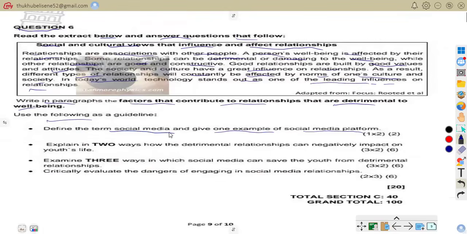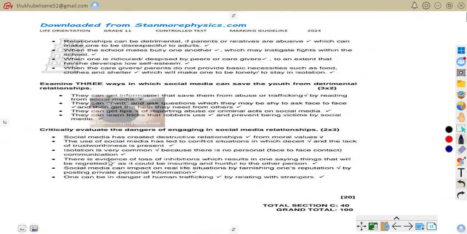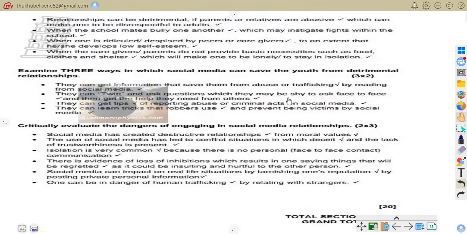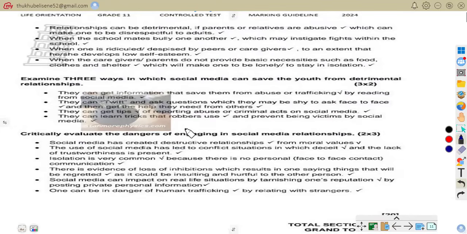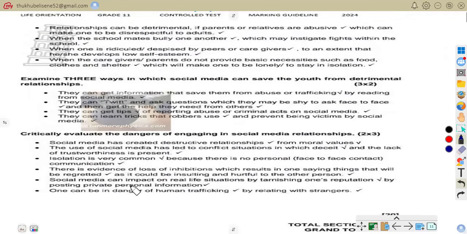So let us move on to another question. Explain 2 ways how detrimental relationships can negatively impact on youth's life. So we are to attend to that, where we are to explain 2 ways how detrimental relationships can negatively impact on youth's life. So here are our answers.